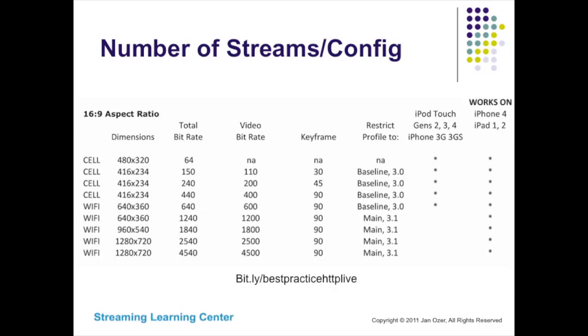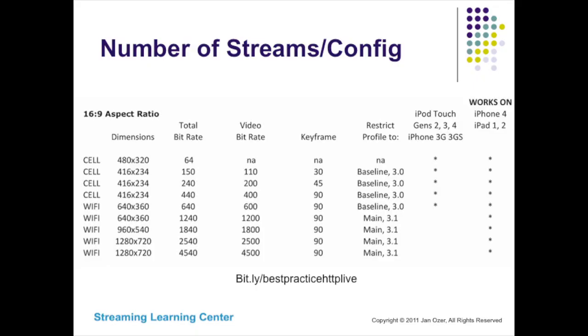Now, in terms of number of streams and their configuration, this is what Apple recommends. If you go to the URL cited here, you'll get to a page that gives you number of streams and suggested configurations for 16:9 aspect ratio and also 4:3 aspect ratio. So this should be the starting point for anybody who's producing for iDevices. A couple points here I want to make. Looks like the keyframe interval is changing here. So here we have a keyframe interval of 30. Here we have a keyframe interval of 45. Here we have a keyframe interval of 90.